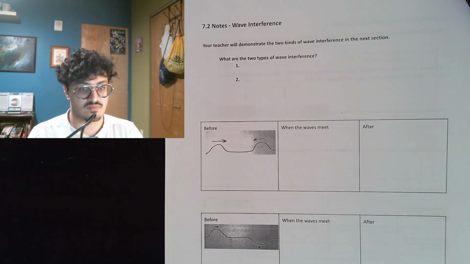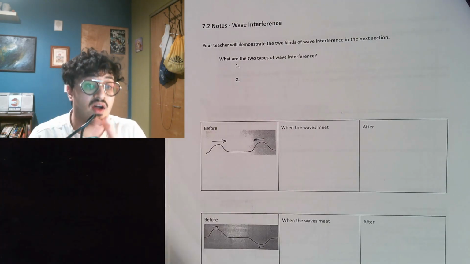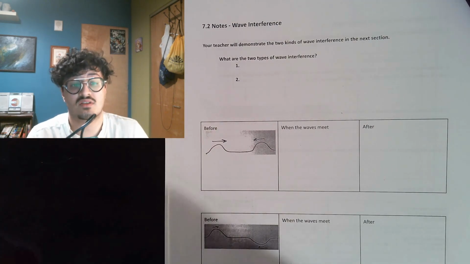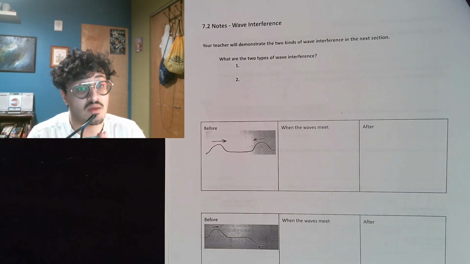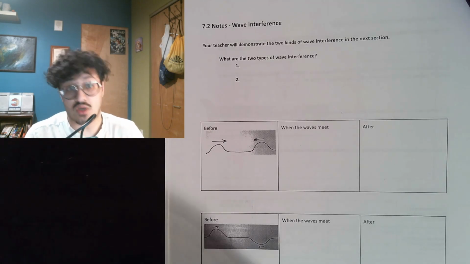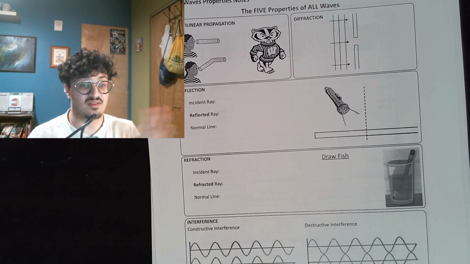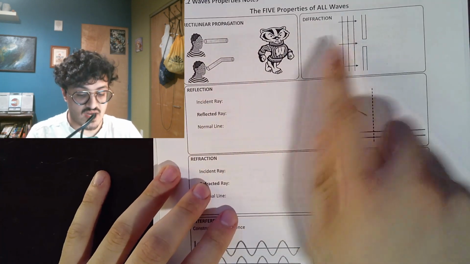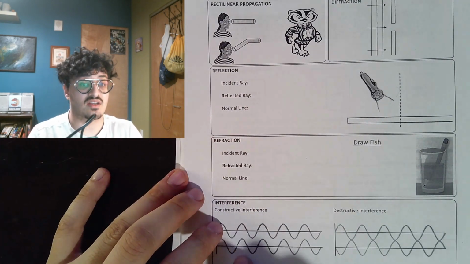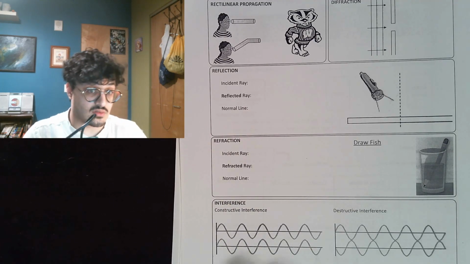So, let's talk about the 5 properties of waves. Basically, all waves share 5 properties that every single type of wave will present in at least some sort of way. So, what are these 5 properties of waves? There are 5 of them, as the 5 properties of waves insinuates. Rectilinear propagation, diffraction, reflection, refraction, and interference. Let's start with interference and talk about it.